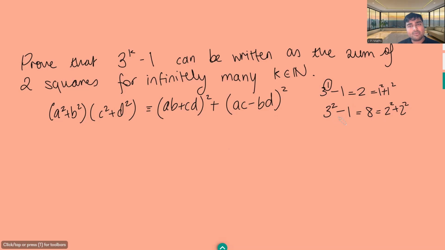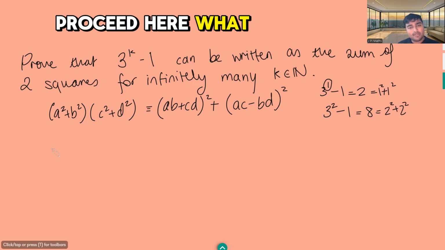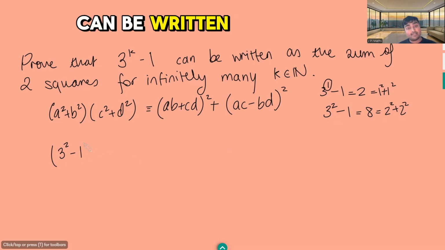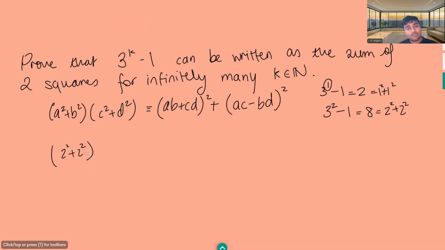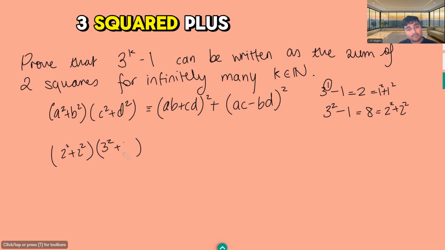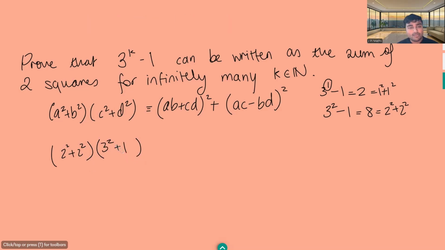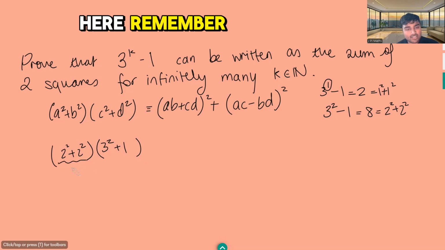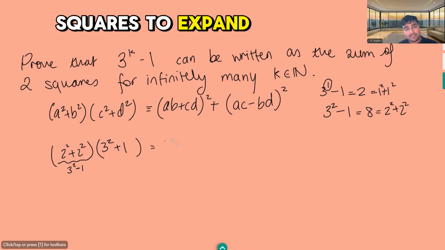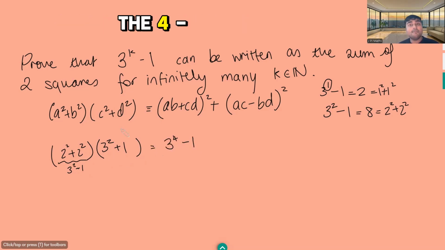Great. How do I proceed here? What I'm going to do is look at 3² - 1, which we know can be written as the sum of two squares. In fact, I'm going to write it as 2² + 2². And what I'm going to do is multiply that by 3² + 1. So this thing here is just 3² - 1, and this is 3² + 1, so I can just use the difference of two squares to expand this, and this will be 3^4 - 1.